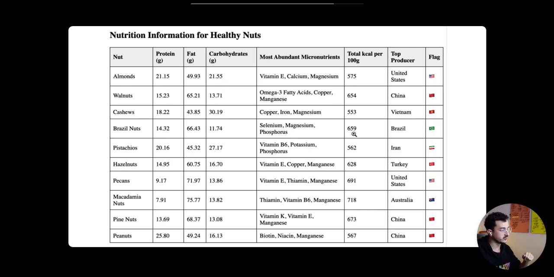It added the flag emojis. It added the top producers. This looks pretty solid to me. Let's say I was giving a presentation at work about nuts because I work for a nut company or whatever. This would already be very significant, but you know what? I want to make it a little bit prettier. So this is a new continuation of that conversation.